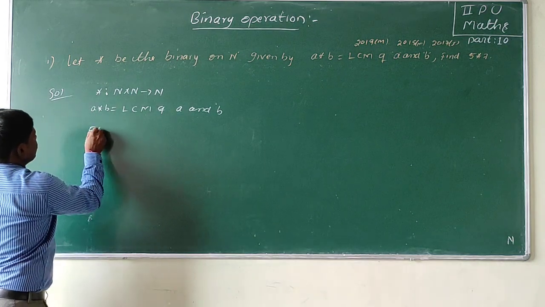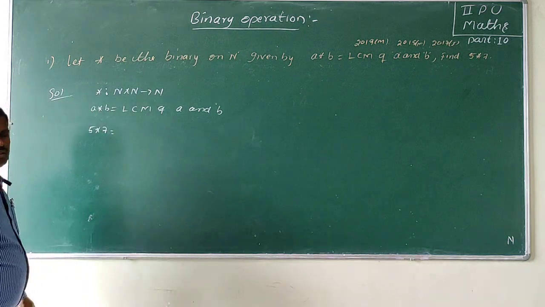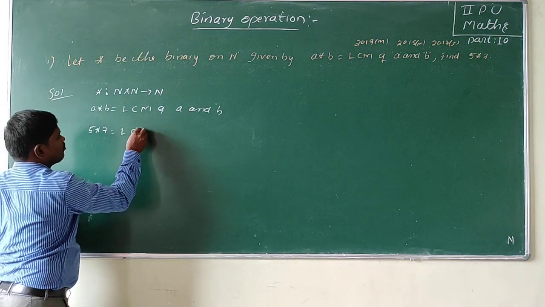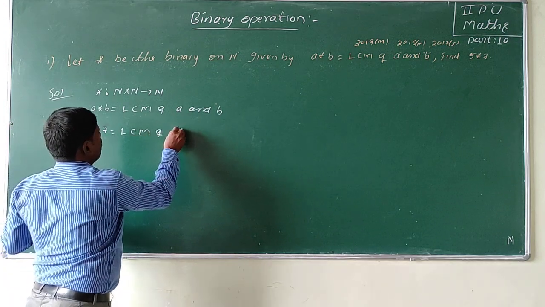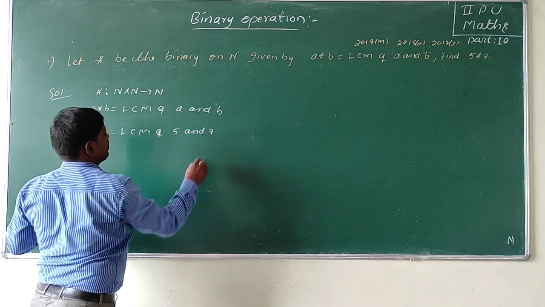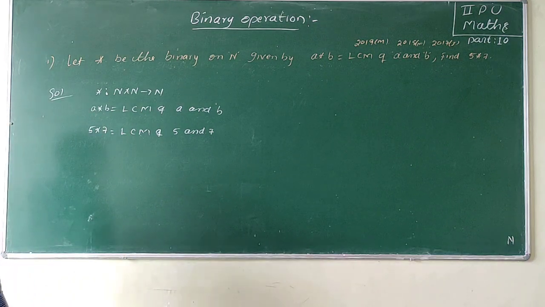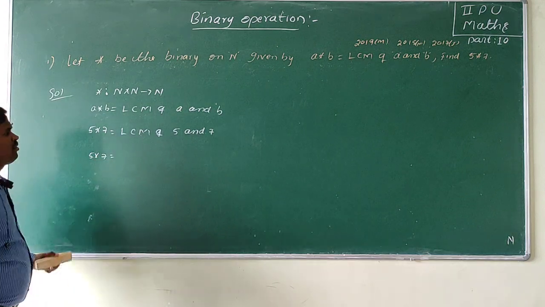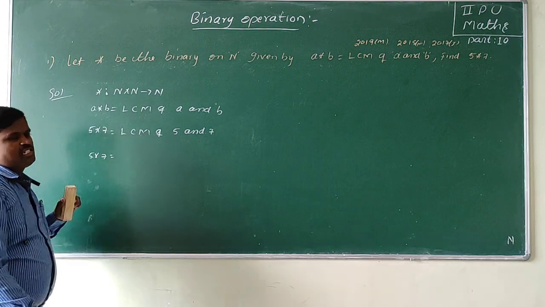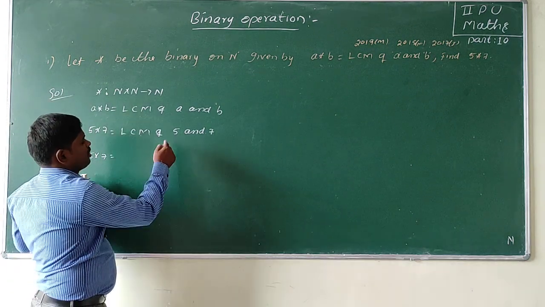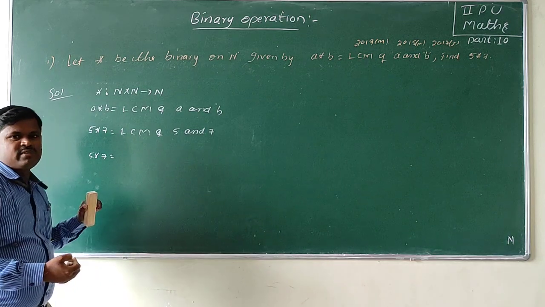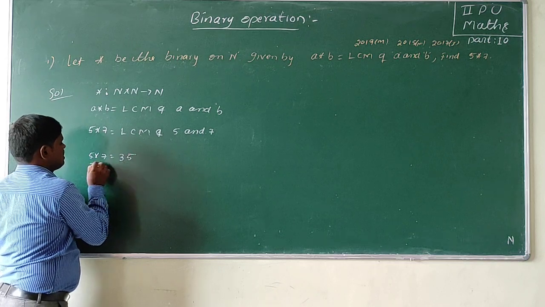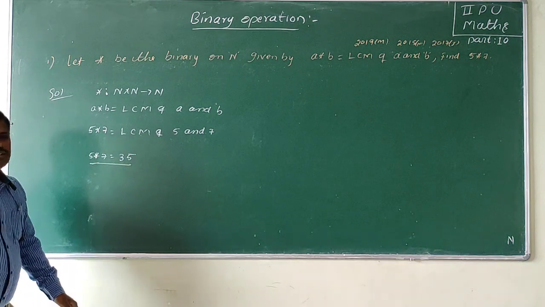So A star B is equal to LCM of A and B, which means 5 star 7 is the LCM of 5 and 7. That is the least number which is divisible by both 5 and 7, which is 35. This is 5 star 7. Is it clear?